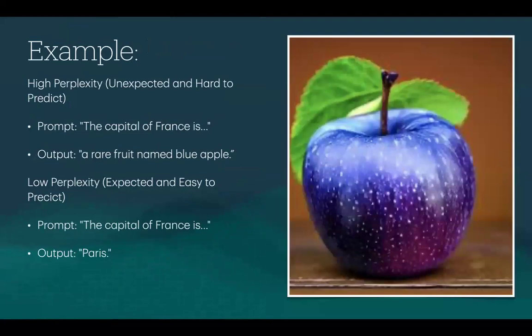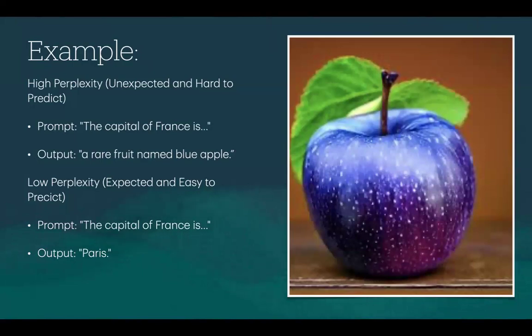So for example, an unexpected and hard to predict model might say the capital of France is a rare fruit named blue apple. In this case, we know that that is incorrect. That is not the correct capital of France. And we know that the model might not have been trained appropriately, that it may have been using words together, and why France and rare fruit named blue apple are together, we couldn't really say.